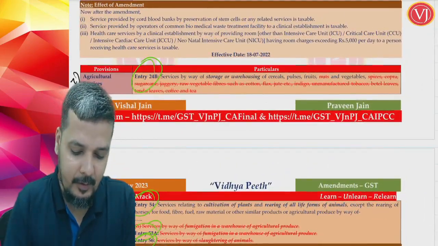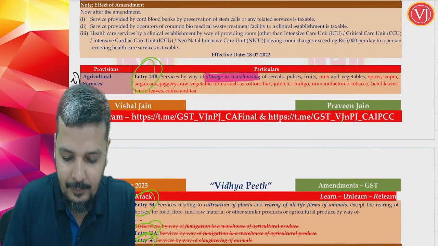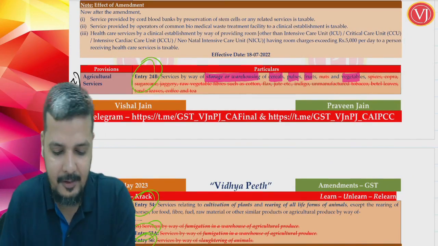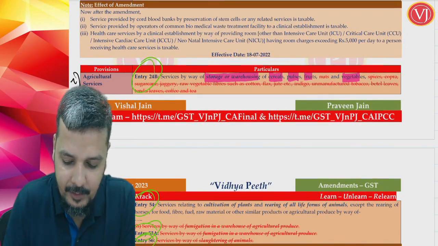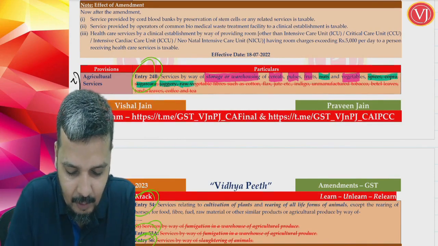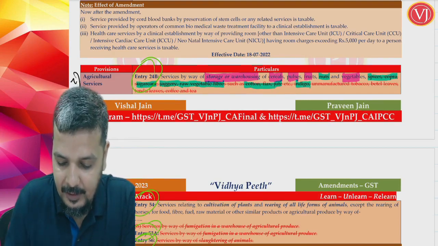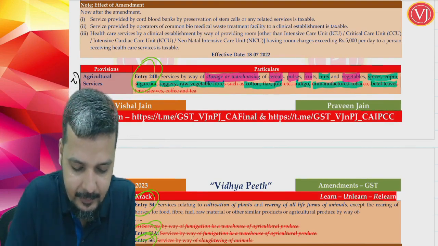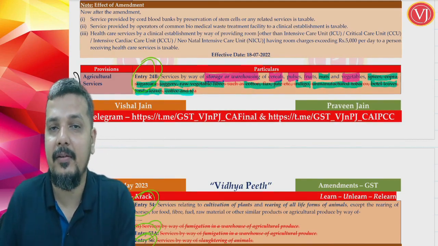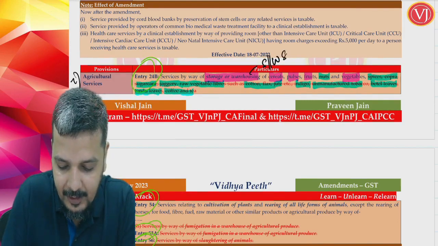Previously, the services of storage and warehousing of cereals, pulses, fruits, vegetables were exempt, and are still exempt. But storage and warehousing of nuts, spices, copra, sugarcane, jaggery, raw vegetable fibers such as cotton, flax, jute, indigo, unmanufactured tobacco, betel leaves, tendu leaves, coffee, tea were all previously exempted. What services were exempted? You're basically talking about storage and warehousing services, not any other services.